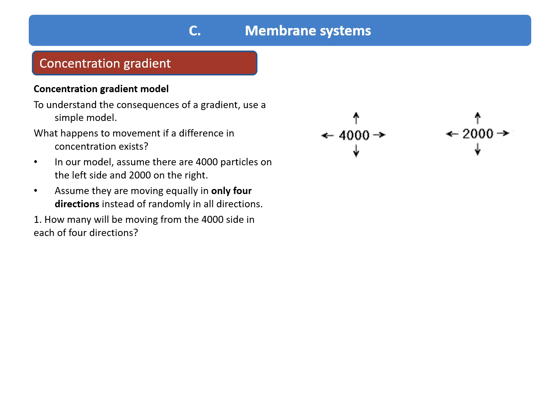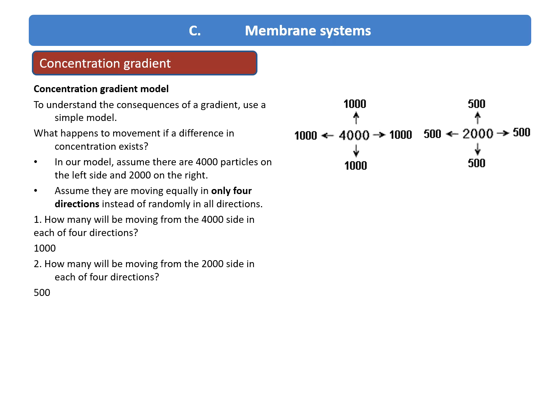How many at this moment will be moving from the 4,000 side in each of the 4 directions? 1,000. At the same moment, how many will be moving from the 2,000 side in each of the 4 directions? 500.